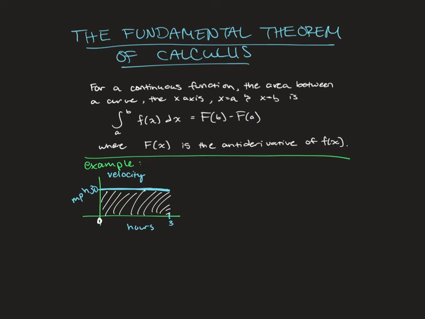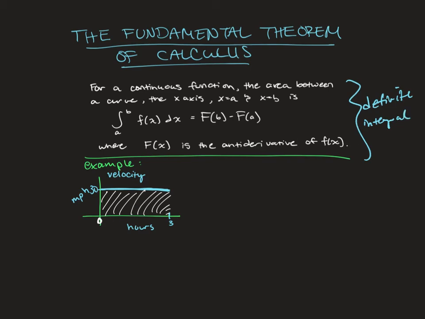Okay, and the other thing that we talked about was the fundamental theorem of calculus. And it is, for a continuous function, the area between a curve, the x-axis, x equals a, and x equals b, is the antiderivative from a to b of f of x dx equal to capital F of b minus capital F of a, where capital F is the antiderivative. This is a very long way of saying just a definite integral. Basically what this is talking about. We talked about this the other day. This is a definite integral.